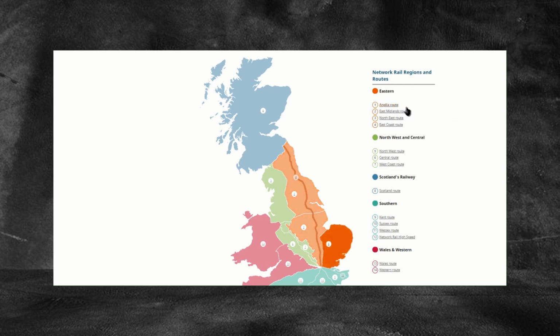So for Eastern, you've got Anglia, East Midlands, North and East, East Coast. You've got North West and Central, West Coast route. Scotland's Railway is just Scotland route. Southern is Kent, Sussex, Wessex and Network Rail High Speed. And then for Wales and Western, there's Wales and Western. So if you're unsure where a location is, visit this page and you can try and identify which route the event occurred on.